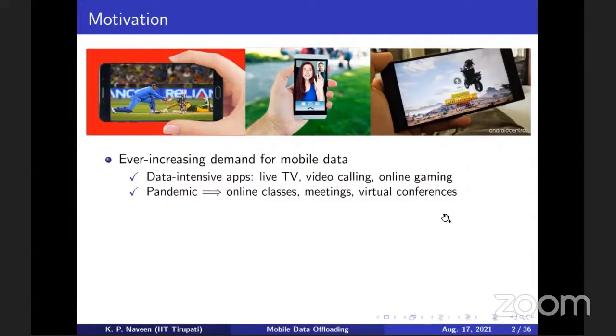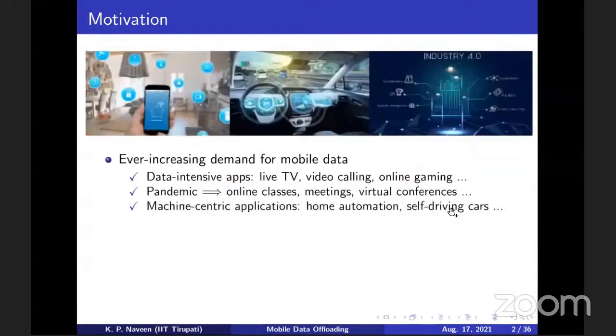And it's not just these human-centric applications, right? Even in future, there are a lot of machine-centric applications that are planned to be deployed. Particularly home automation, some of which we are already seeing now. Some auto lights, auto fans, and so on, and some delay-sensitive applications like self-driving cars. We are talking about Industry 4.0 and smart healthcare and so on. So both these human-centric as well as machine-centric applications are definitely going to add up enormously to the existing demand for mobile data.